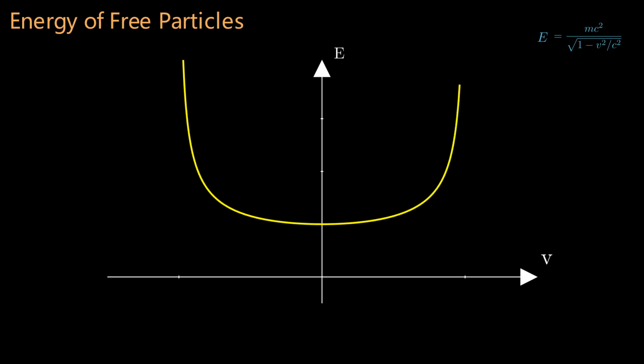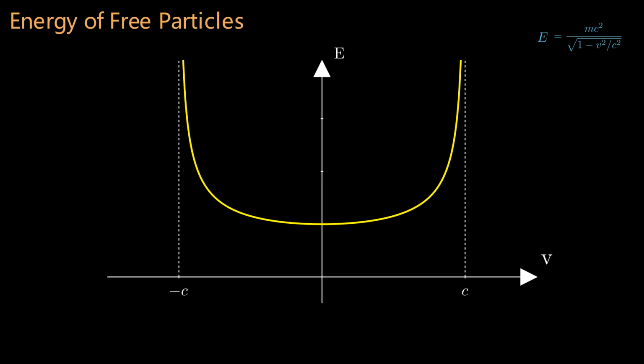In Cartesian coordinates, plot the relationship between velocity and energy. As the absolute value of velocity increases, the particle's energy also increases, consistent with our general experience. When the absolute value of velocity approaches the speed of light, the particle's energy tends towards infinity. This indicates that any particle with mass cannot reach or exceed the speed of light, as it would require infinite energy.